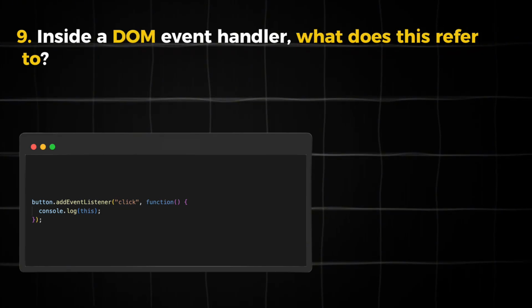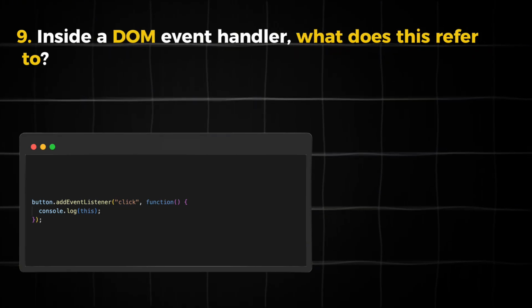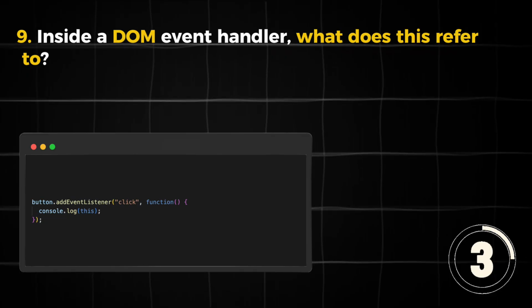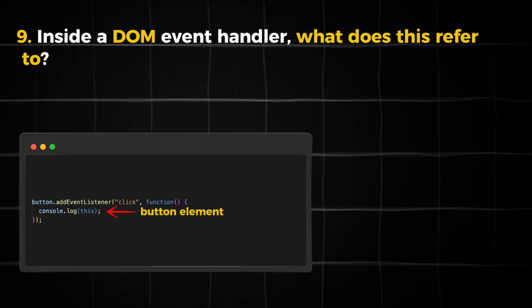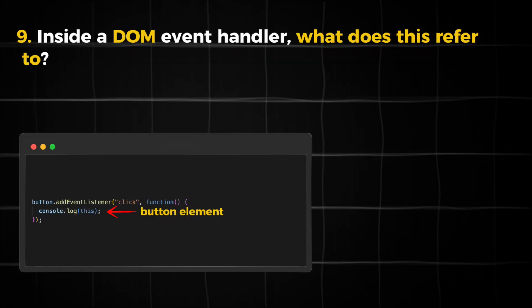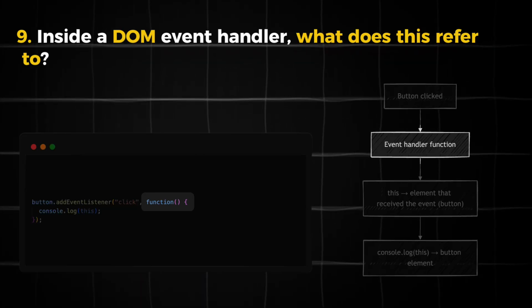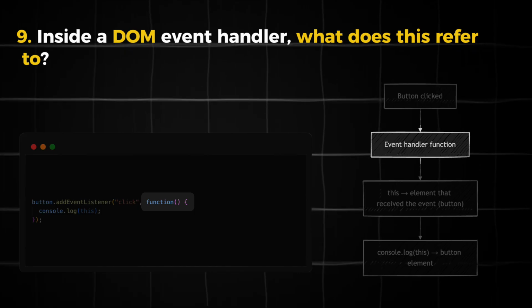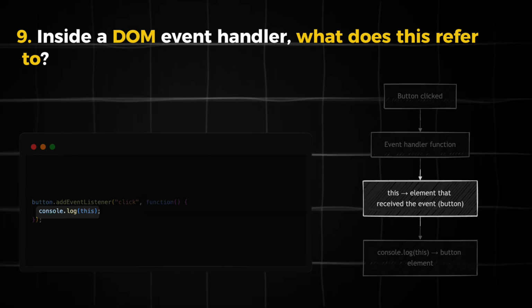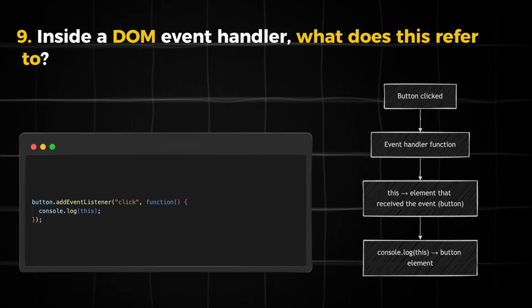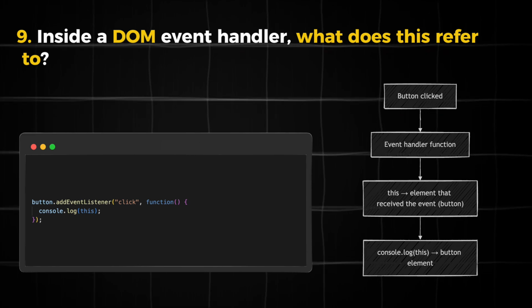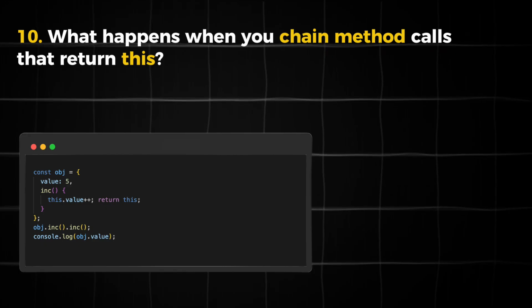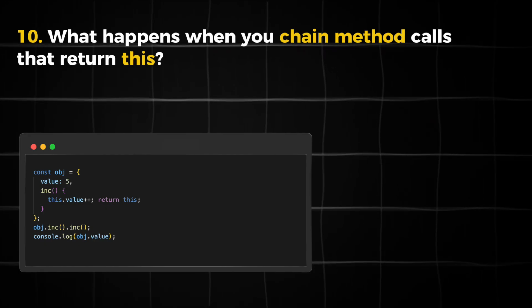Number 9. Inside a DOM event handler, what does this refer to? This points to the button that was clicked. When a DOM event handler is defined as a regular function, the browser sets this to the element that triggered the event. So inside the function, this refers to the button that was clicked. If an arrow function is used instead, this is inherited from the surrounding lexical scope and won't be the button element.